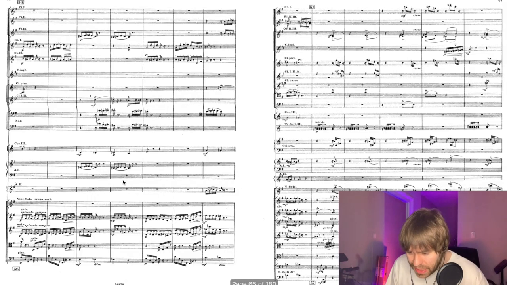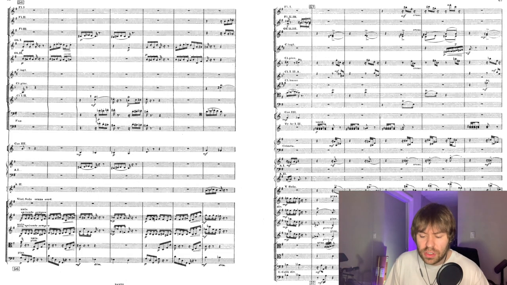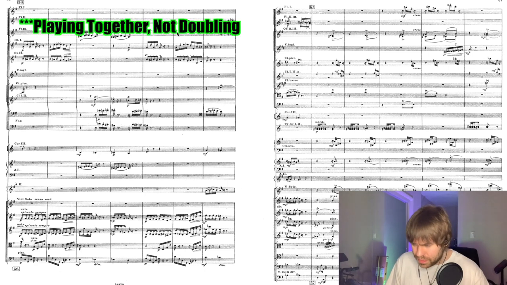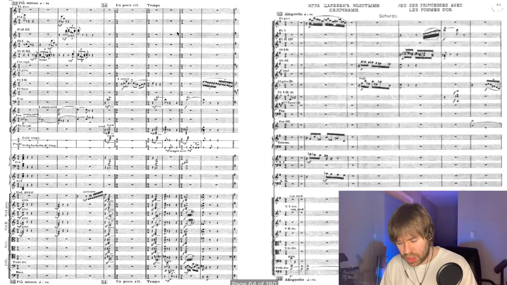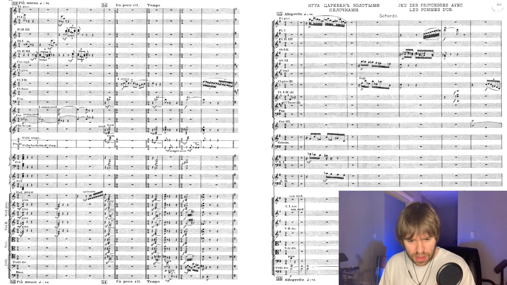But in the A section, we have oboes and strings doubling, which gives a very sort of, how do I describe this? Earthy feel, I would say. And Stravinsky uses that because, again, this is sort of a folk dance type number. So just great. Let's see here, where are we?